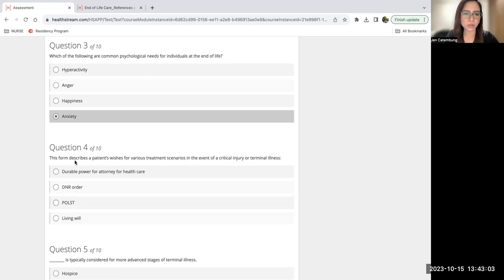This form describes a patient's wishes for various treatment scenarios. Living will. Durable power of attorney for healthcare. Oh my god, I'm always confused between durable power of attorney and living will.